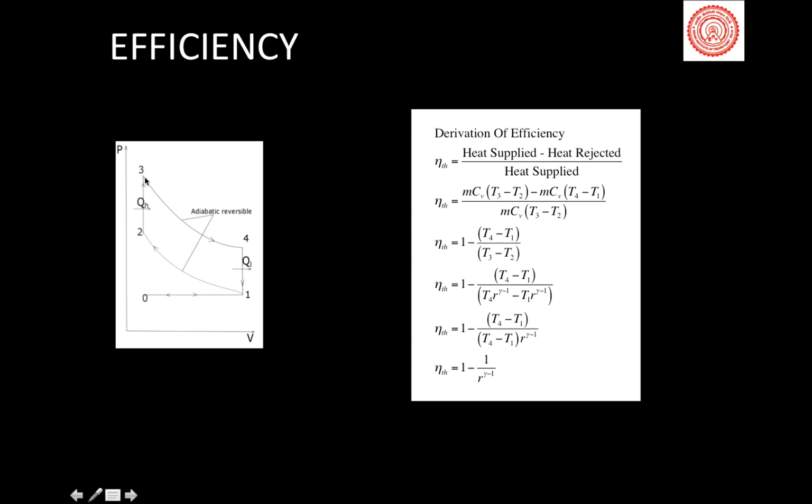Now, as we know, from 3 to 4 and from 1 to 2, both of these processes are adiabatic. Hence, we can write T3 as T4 into r raised to the power gamma minus 1, and T2 as T1 into r raised to the power gamma minus 1. Now taking out T4 minus T1 and cancelling them, all we get is 1 minus 1 upon r raised to the power gamma minus 1. Here r, as initially defined, was the compression ratio, and hence we get the efficiency formula.